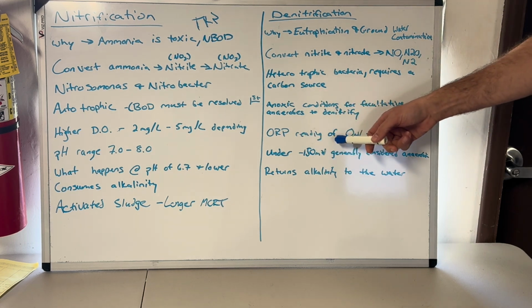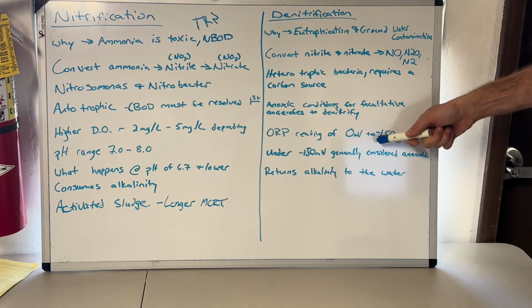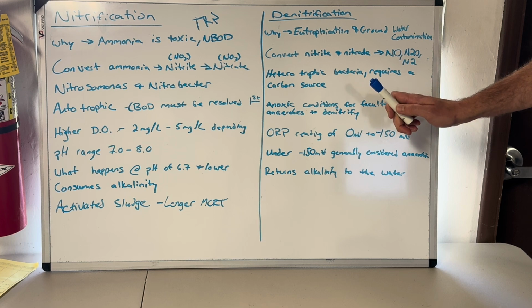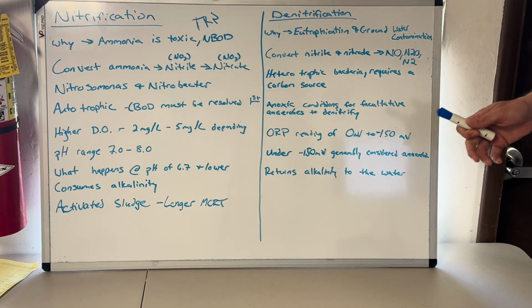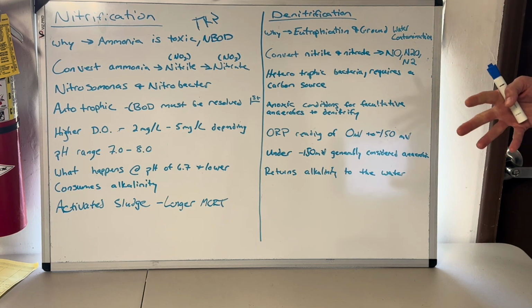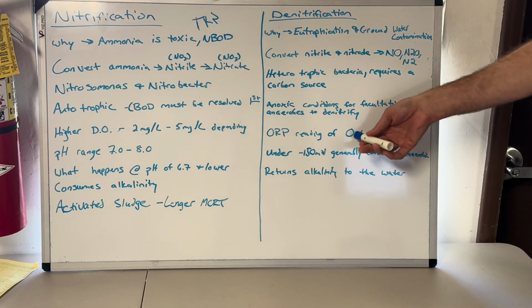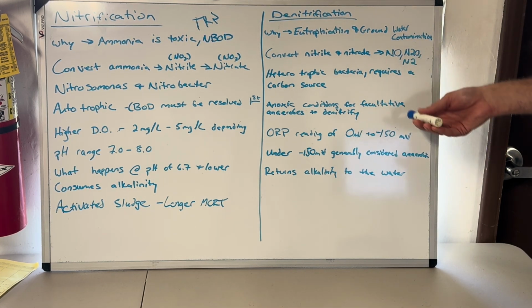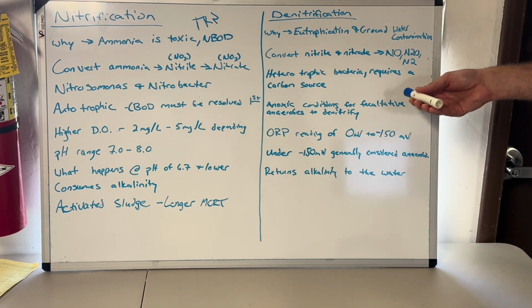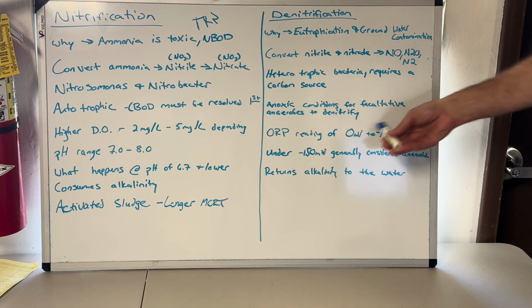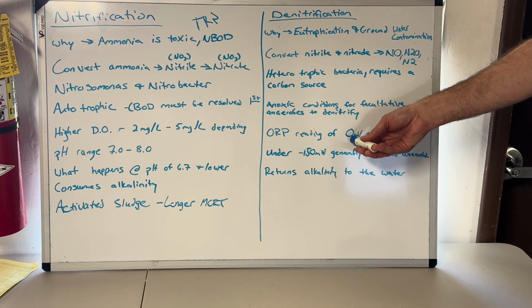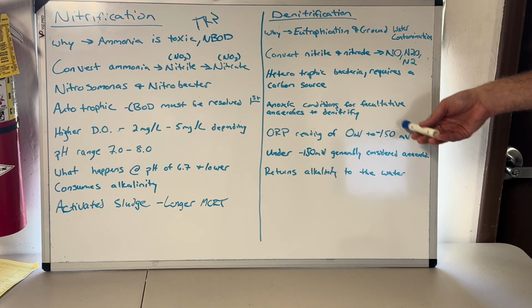But an ORP reading of 0 millivolts to negative 150 millivolts is going to be a safe place for anoxic. I have seen different numbers. I've seen 50 to negative 50. I've seen 100 to negative 100. But I'm going to stick with this one since there's so many different sources that will tell you different numbers. 0 millivolts to negative 150 millivolts.